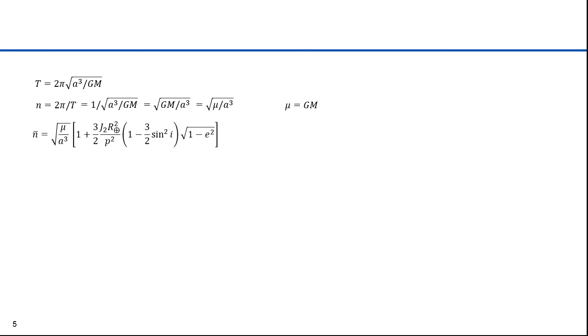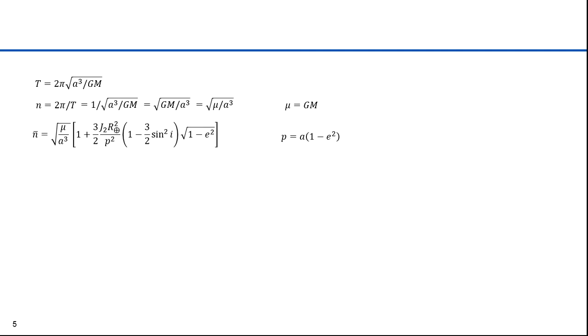Here's the equation for mean velocity that takes into account perturbations caused by the Earth's bulge. The first perturbation caused by the Earth's bulge, or the J2 effect, is a shift in the mean velocity, which translates into a shift in the orbital period. The term p is a semilatus rectum.